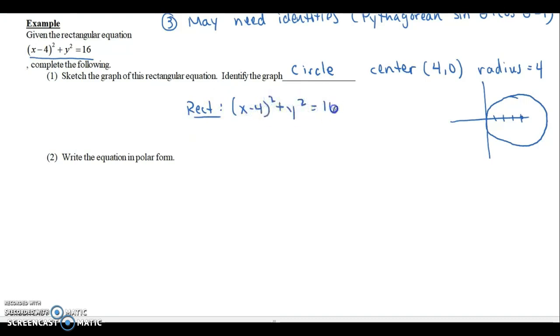So what I'm going to do is rewrite that rectangular equation one more time. But what we really want to do is get this over to polar form, right? So we're going to follow those three steps above. That first step is just going to say, okay, let's replace x and y with r cosine theta for x and r sine theta for y. So if I do the substitution in there, I get r cosine theta minus 4, quantity squared, plus r sine theta squared equals 16.